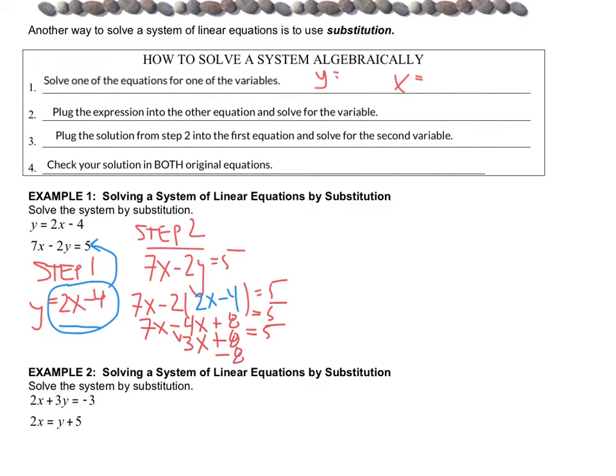I would subtract 8 to get 3x equals negative 3. And then when I divide by 3, x equals negative 1, which is great, but I need to have the ordered pair, so I need the x and the y. To have the y value, I go back into one of the equations. So this is where I plug the solution from step 2 into the first equation.